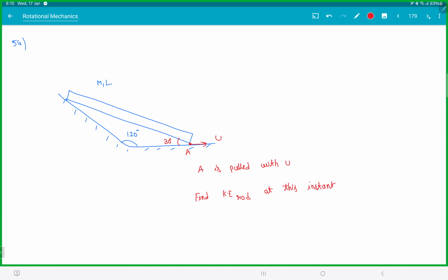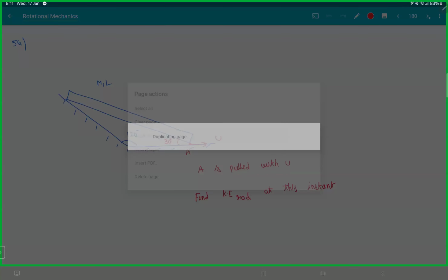Any answers? 5 mv square by 6. Anyone else? Hmm, 5 mv square by 6. We have two answers with 6. Okay, we have 3 people with the same. So maybe right. Let's see.